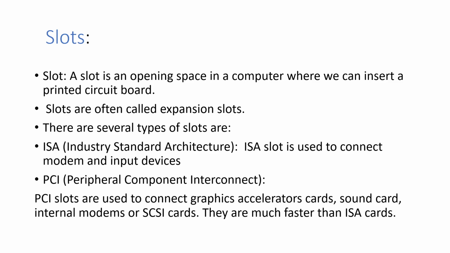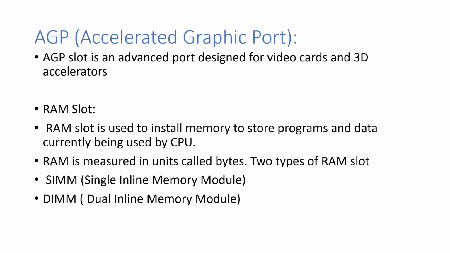Then PCI slot means peripheral component interconnect. It is used to connect graphic accelerator card, sound card, internal modems or SCSI cards. They are much faster than the ISA cards. Then AGP, accelerated graphics port. The AGP slot is also an advanced port designed for video card and 3D accelerator.